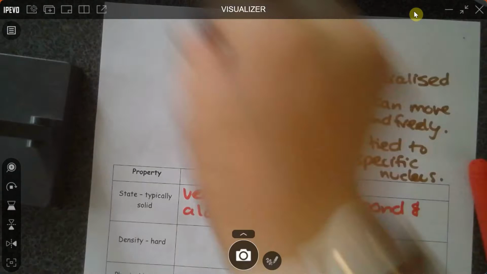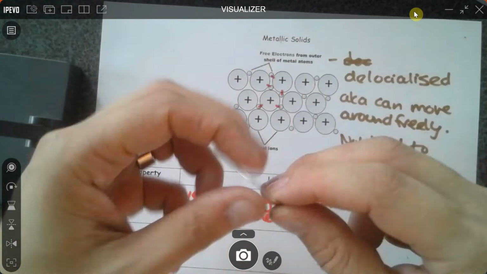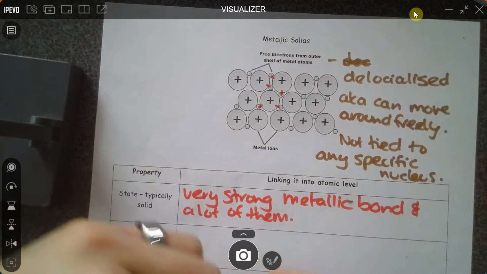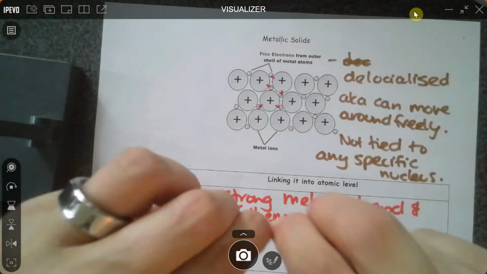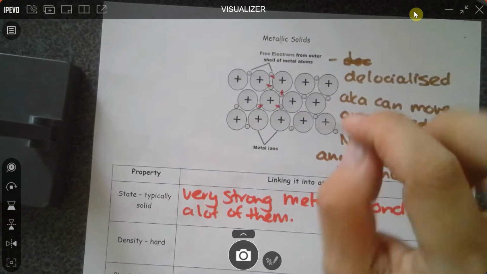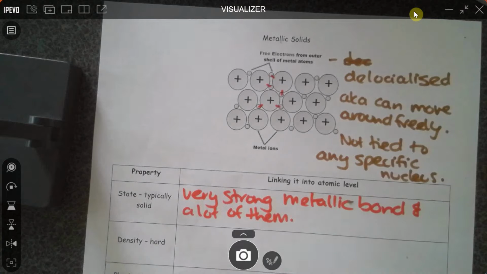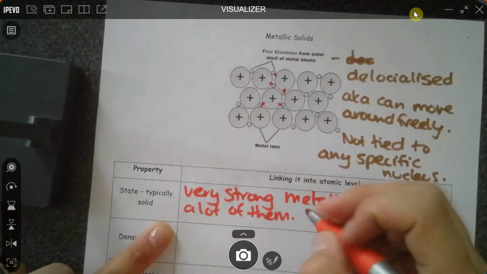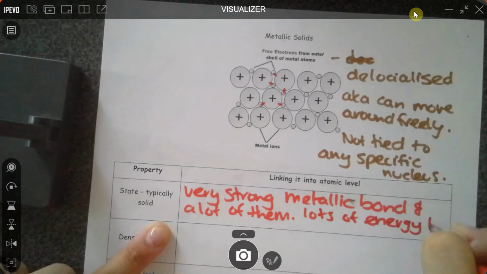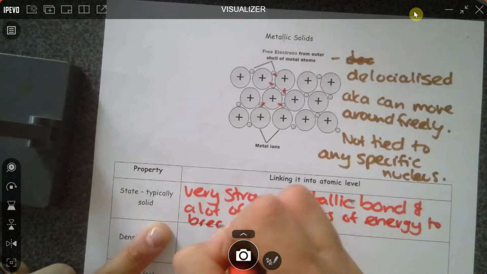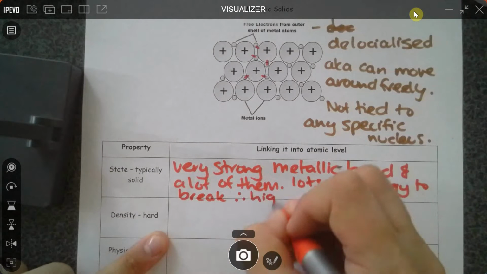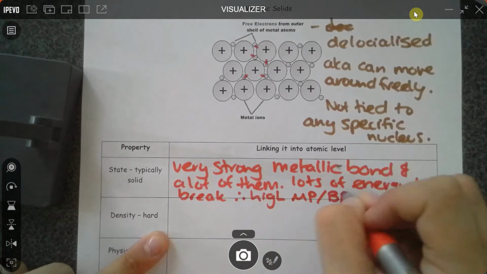When we were trying to break our paperclip apart, you might have noticed that it took quite a while, and you were bending it back and forth quite a bit. That's because you were trying to generate heat to have enough energy to snap the metallic bonds there. Does that make sense? Be mindful of your answers. You want to make sure you say very strong, a lot of them, lots of energy to break, and therefore high melting point, boiling point. That's why it's a solid at room temperature.